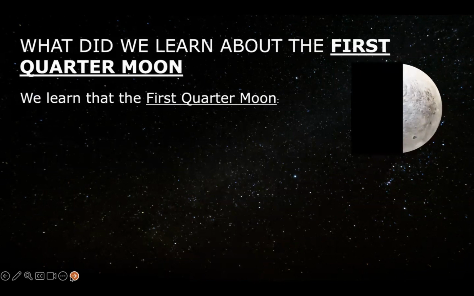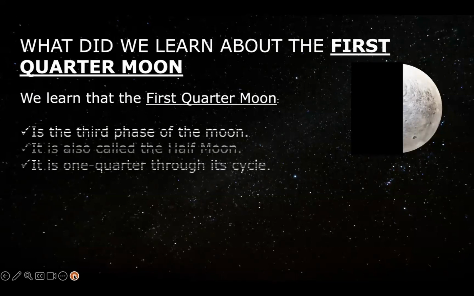Interesting. What would we have learned about the first quarter moon? Let us read and find out. We would have learned that the first quarter moon is the third phase of the moon. It is also called the half moon, and it is 1/4 of its size.